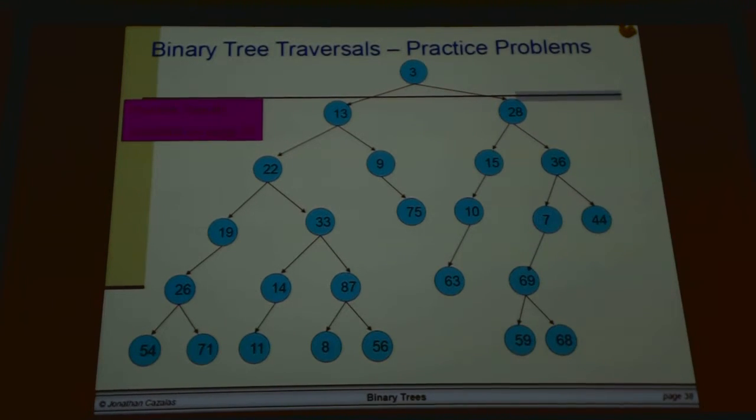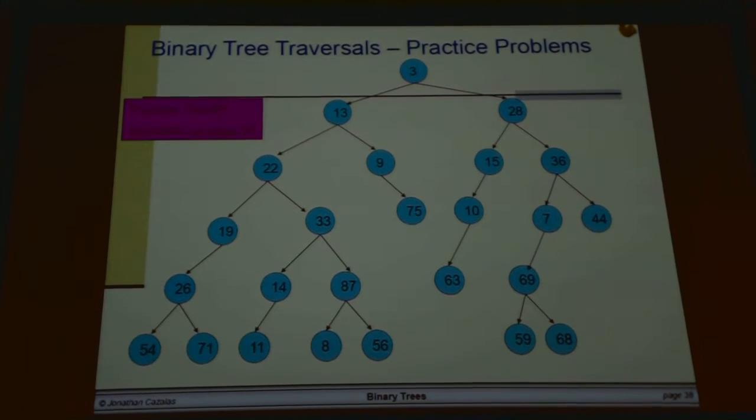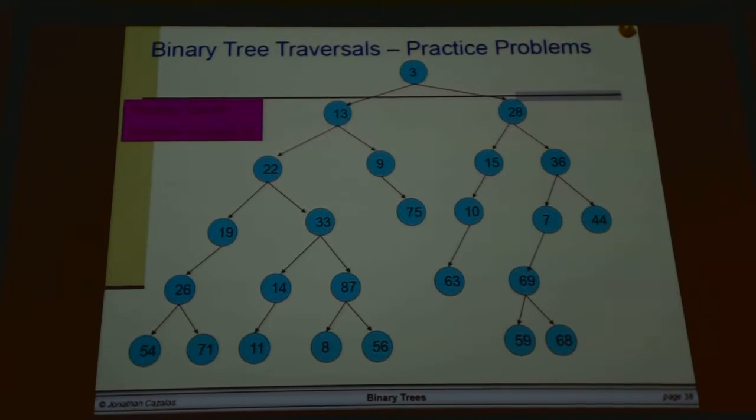And now we look at 9. Is 9 a parent node to anybody? Yes. Does he have a left? No, so we don't need to put anything out for that. But he has a right, so we need to check his right. So that's a 75. So the entire left of the root node 3 is done.